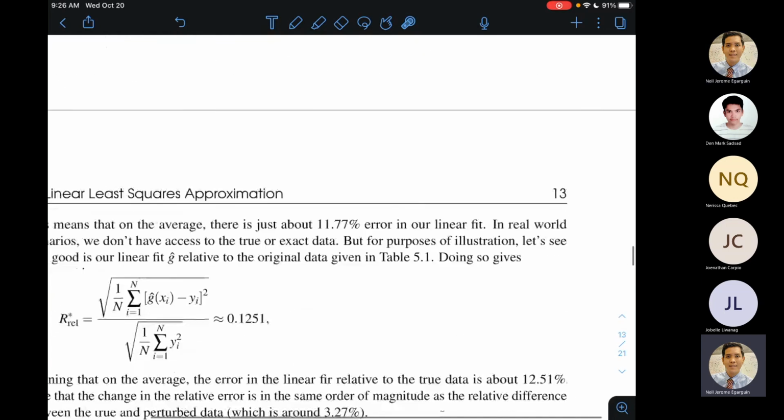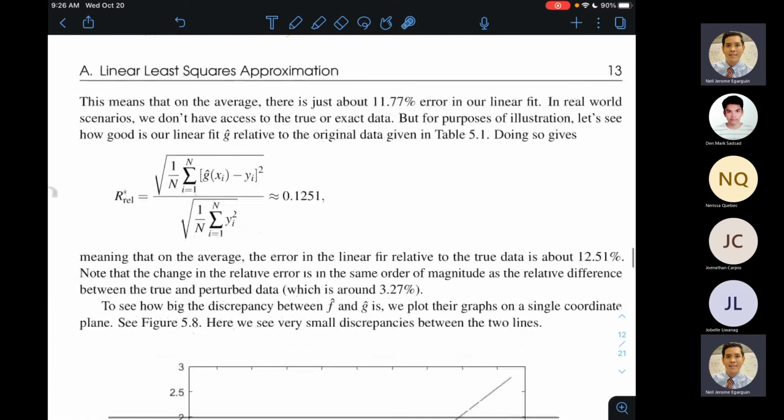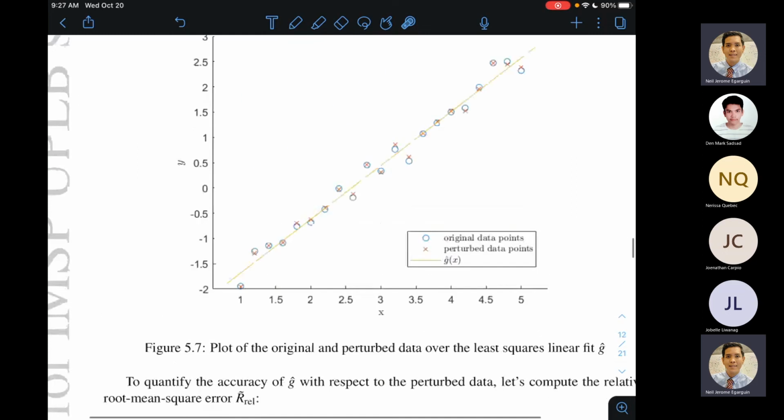Okay? Further analysis, pwede kong computein yung relative error with respect to the given data. So si y, yung given, siya yung original data points. Pag dun ko kinompare yung model natin na si G hat, tapos kinuha ko yung relative error ay 12.51%, which is very close to the relative error that we got with F hat. Kasi si F hat, tingnan nga natin.